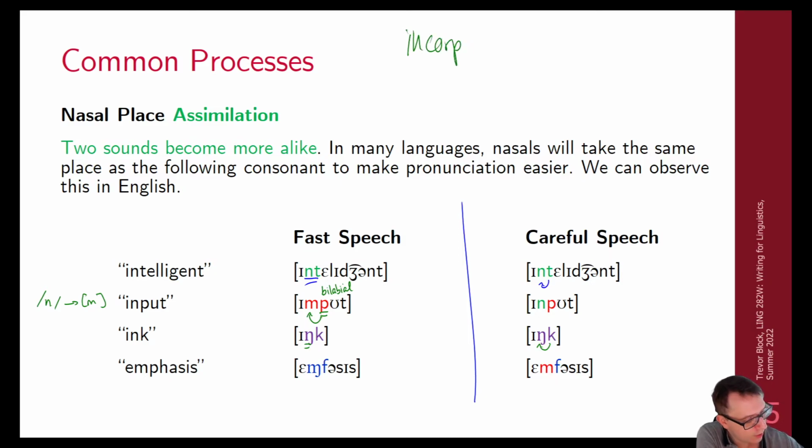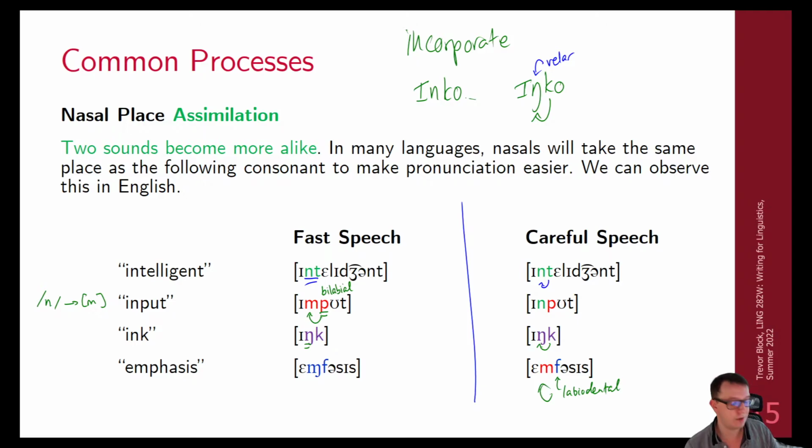In a word like ink, well, ink already has that N in it, so we don't see a change, but we can think about the word incorporate. So if we say incorporate really quickly, we get incorporate. But if we start saying it faster and we say incorporation, incorporate, we might actually get that there. So K is a velar sound, so it wants that nasal to become velar as well. The last example is one I've used before, emphasis. So if we say it slowly, emphasis, we get that M there, but this is what's called a labiodental sound, that F. So it wants the M to become labiodental as well, so we get emphasis. So nasal place assimilation happens in a lot of languages.